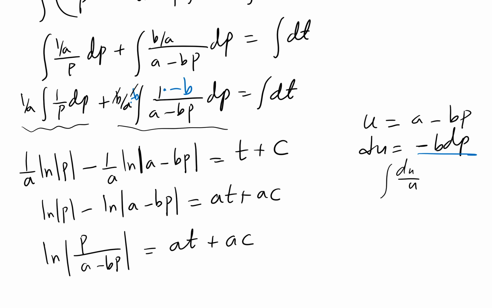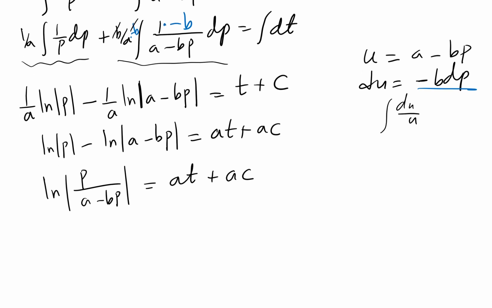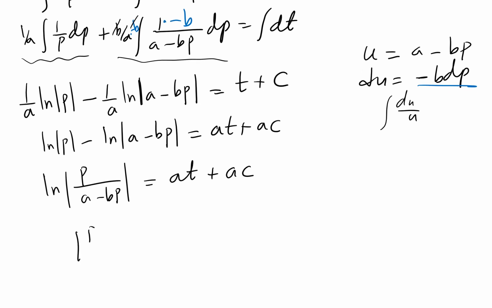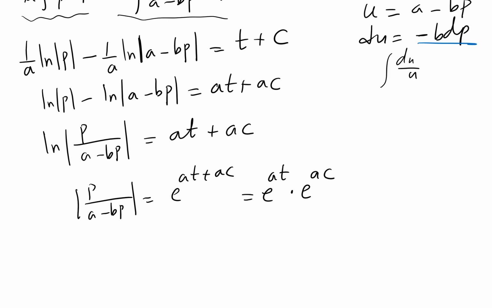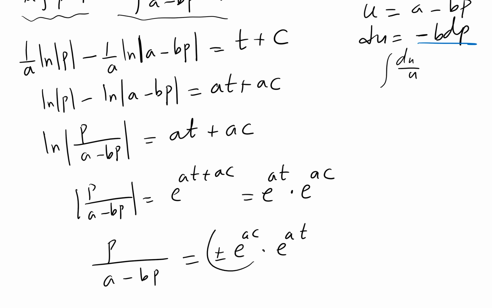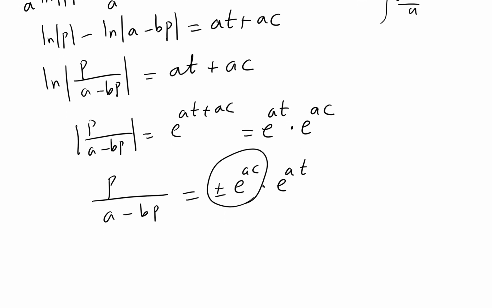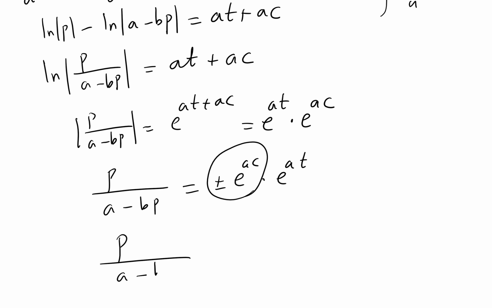What's next? Exponentiate both sides. You get the absolute value of P over A minus BP equals e to the AT plus AC, which can be written e to the AT times e to the AC. You can drop the absolute value by doing plus or minus e to the AC times e to the AT. This is all constant. We can rewrite that constant as, let's call it C1.